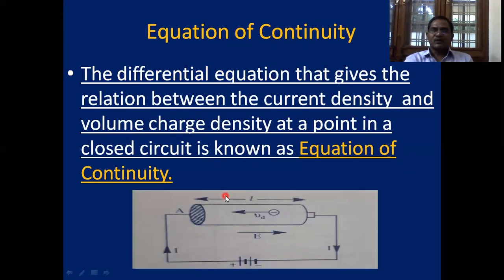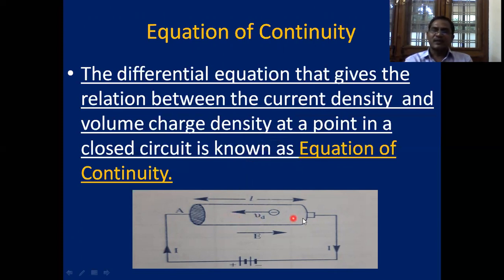Now, coming to the actual concept, that is the equation of continuity. To discuss the equation of continuity, we should know the terminology of current density and drift velocity, and the relation between drift velocity and current density. We talked about all those terms. Now, the equation of continuity is a differential equation that gives the relation between current density and volume charge density at a point in the closed circuit.